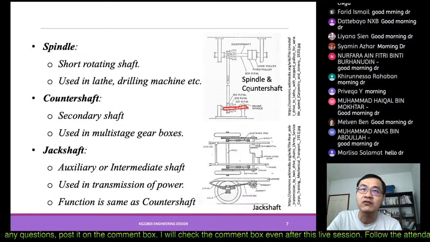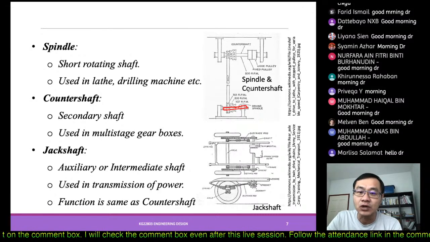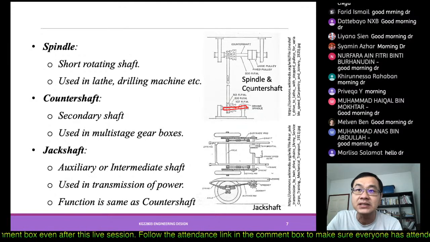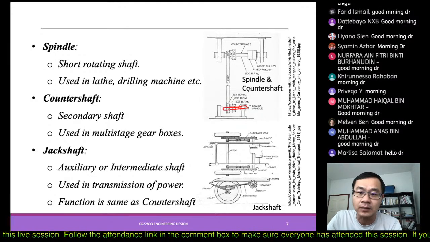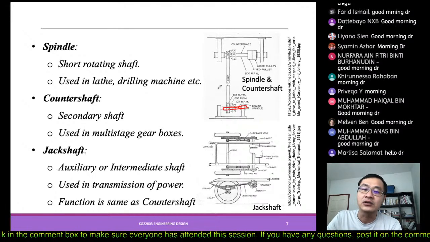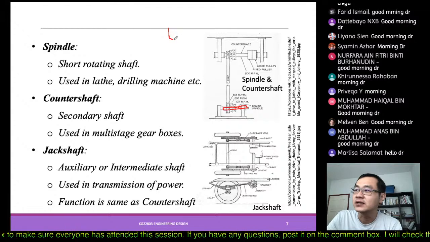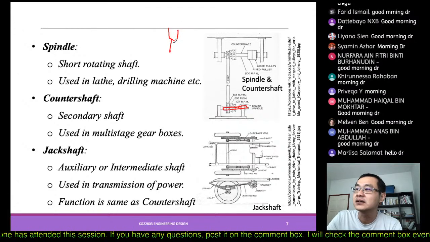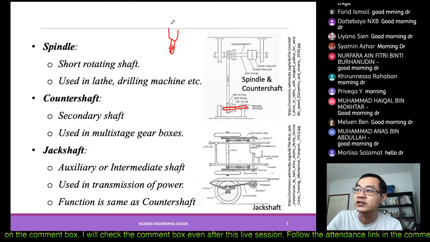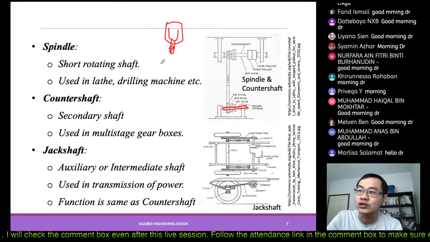If you have been in the mechanical workshop at the back of block B, there you may see a lathe or drilling machines, where they have a small rotating part that you may put your drill in, and so on. So we call this a spindle, a short shaft.